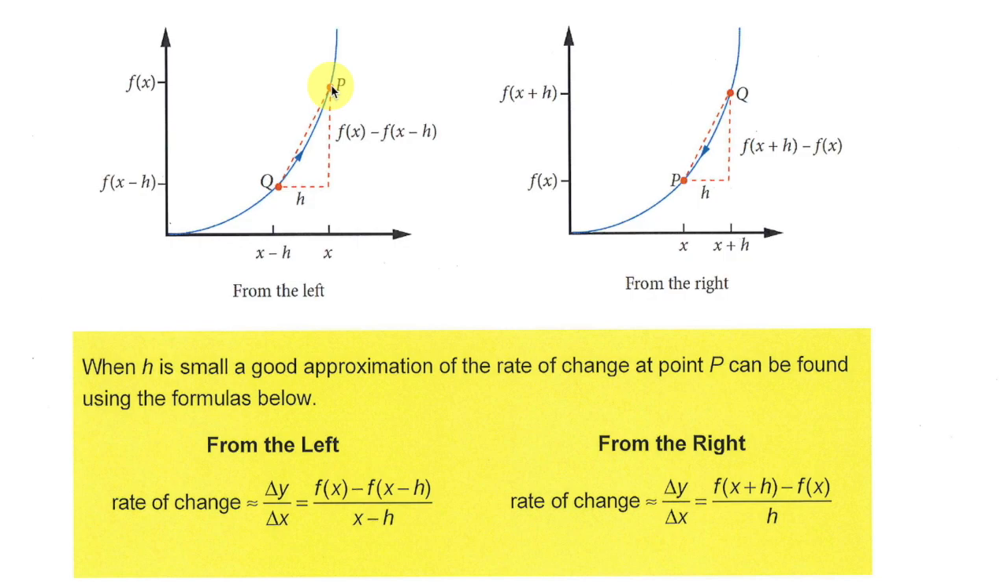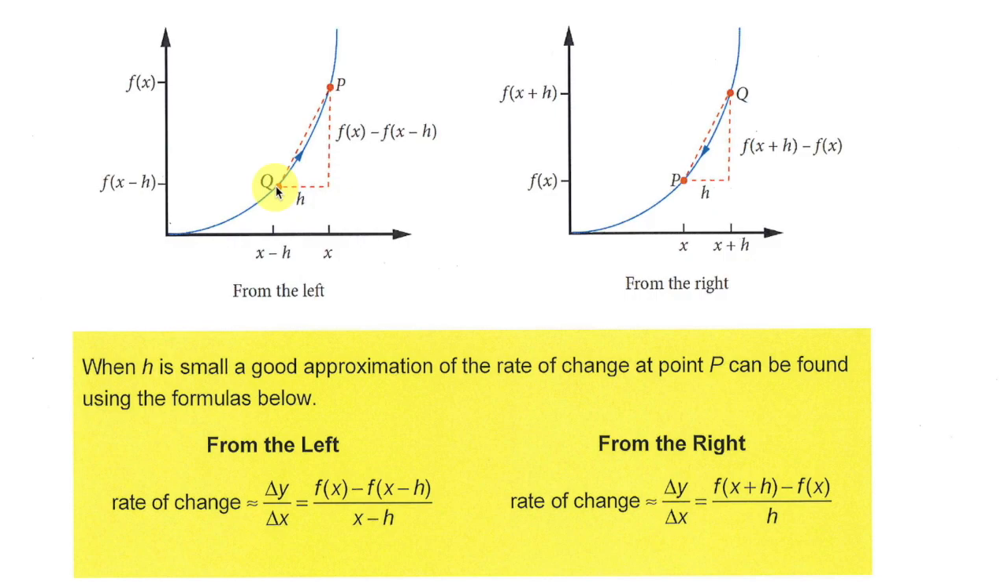I've got that point P and it occurs at some x value. If I now take another point to the left-hand side of that and go out a horizontal distance of h, this x value is going to be x minus h because I'm going to the left, going backwards. If I then go up to the curve, I'm going to get this point Q.